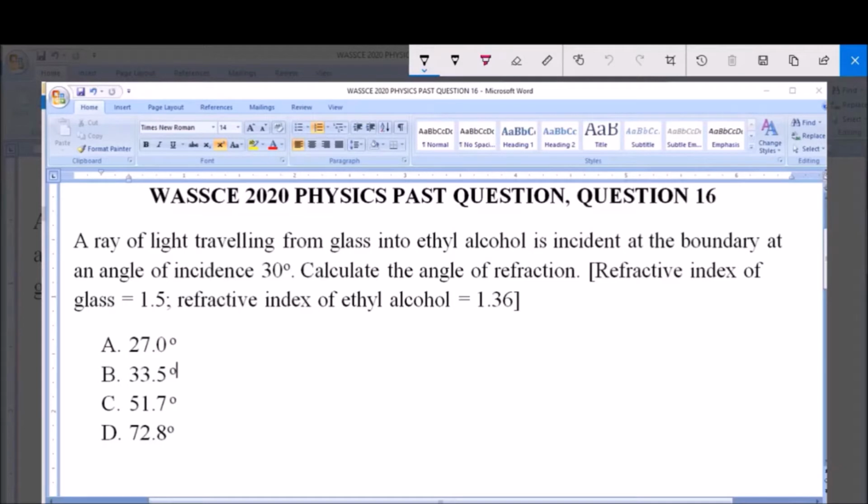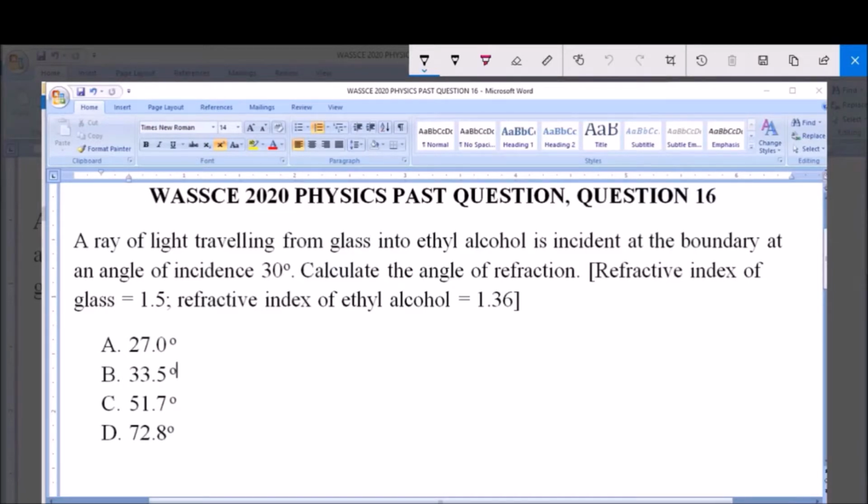I will be answering WAEC 2020 physics past question 16. A ray of light traveling from glass into ethyl alcohol is incident at the boundary at an angle of incidence 30 degrees. Calculate the angle of refraction. Now, given that the refractive index of glass is equal to 1.5 and the refractive index of ethyl alcohol is equal to 1.36. Now we are asked to find what? To calculate the angle of refraction.